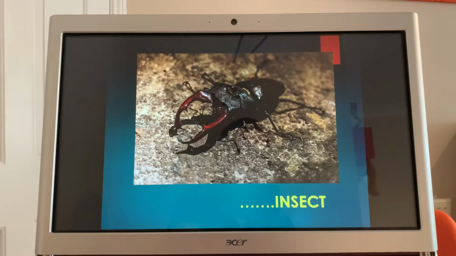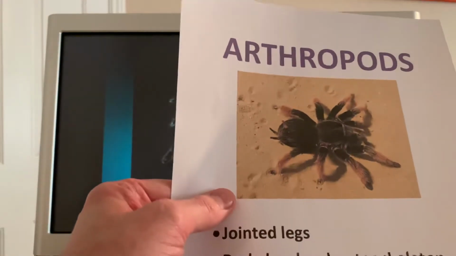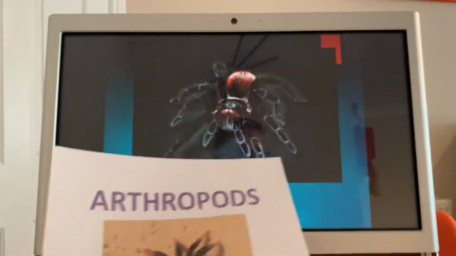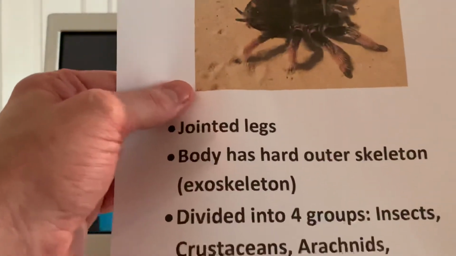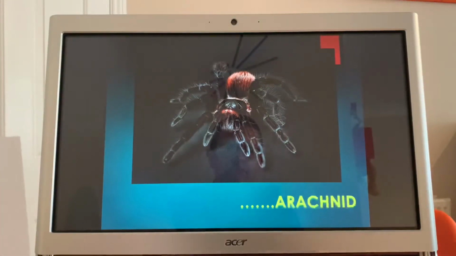Right, next one. What can we see here? Segmented body, 8 legs. Again, what do you reckon? Arthropod? Or more specifically, remember another A word? Arachnid. And one last one.